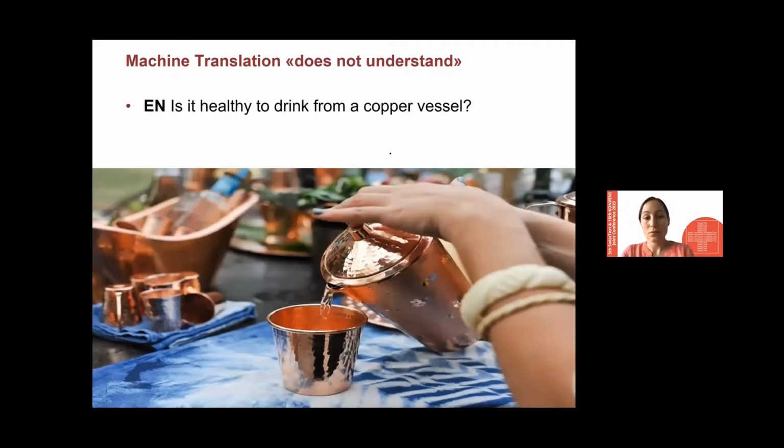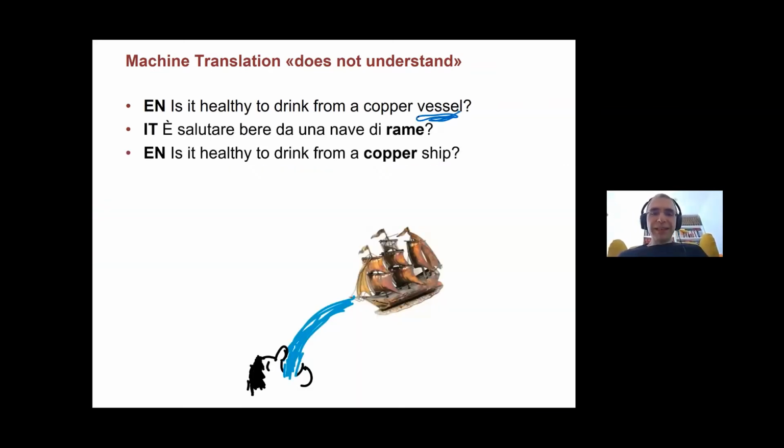Let me start with a real need, a real-world need. We all use machine translation systems. If I ask a state-of-the-art machine translation system, and this is an old example that still has this issue, and there are many: is it healthy to drink from a copper vessel? And I translate this into Italian. Vessel is an ambiguous word. So I get, is it healthy to drink from a copper ship?